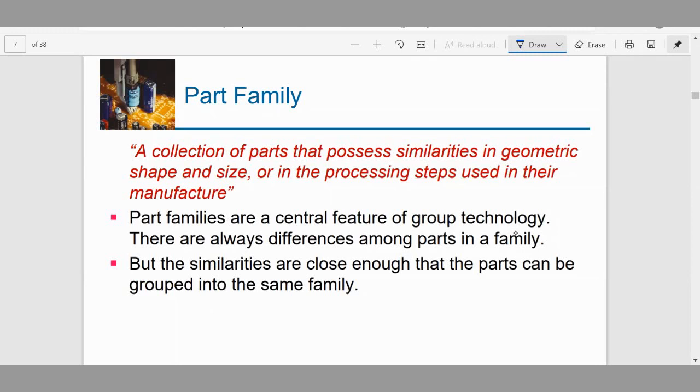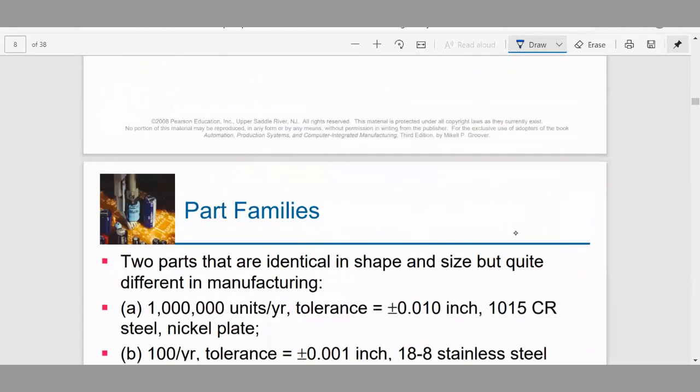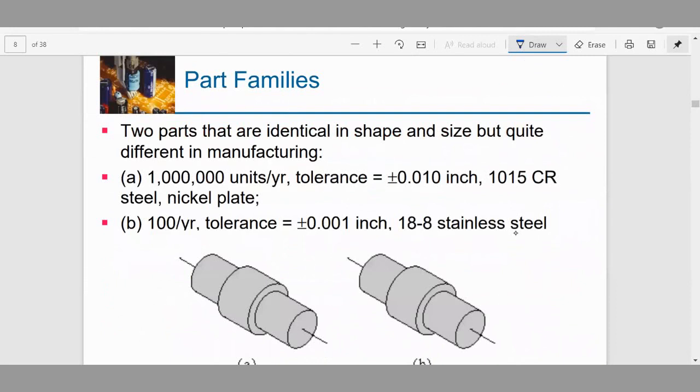There are always differences among the parts in a family. Always there are some differences, but you will compromise on the small differences between different parts, and then you will make a group of those parts. But the similarities are close enough that the parts can be grouped into the same family. So here is an example of part families.